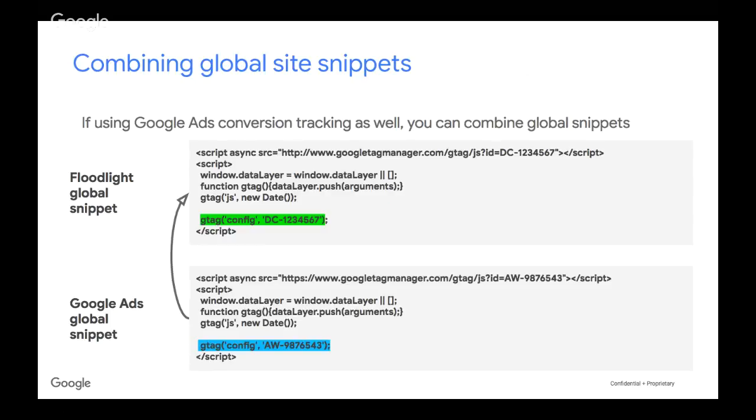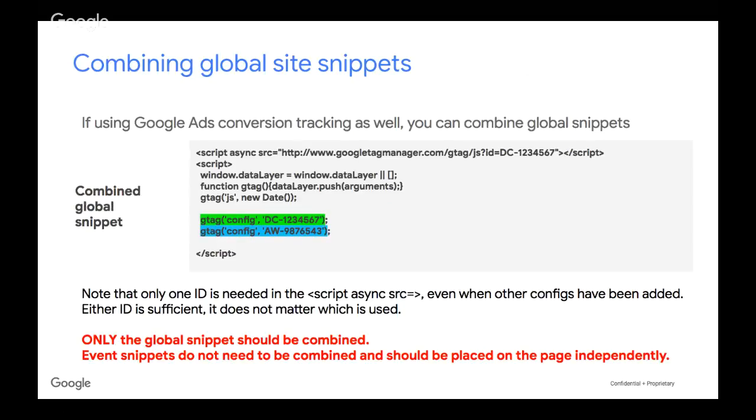If you want to combine global site snippets, so maybe you have one for AdWords and one for Floodlight, or maybe you have multiple Floodlight configurations and you want to merge them into one, you can do that. So you'll see that the code for the global snippet on the Floodlight side is pretty much the same as the Google Ads snippet, with the difference being the configuration line. So if you want to merge them, all you need to do is take that configuration line and add it to one of the snippets.